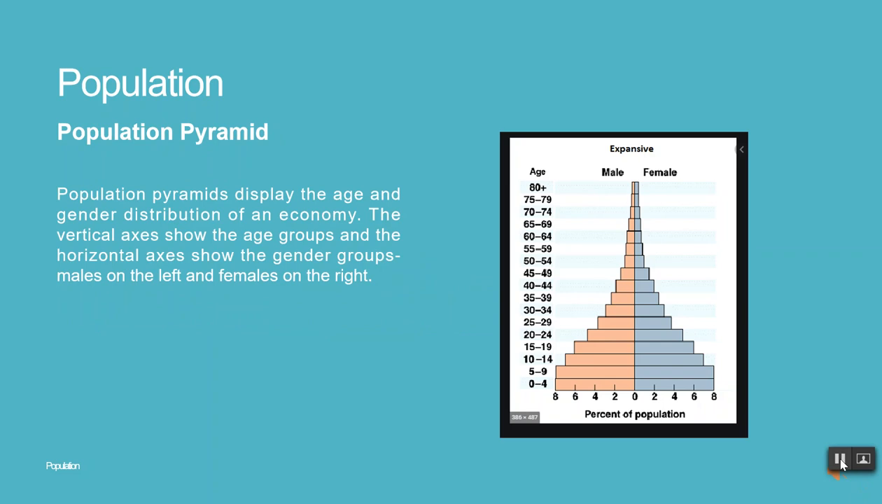Population pyramids display the age and gender distribution of an economy. The vertical axes show the age groups and the horizontal axes show the gender groups, males on the left and females on the right.